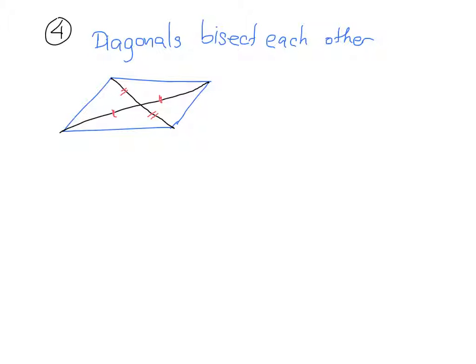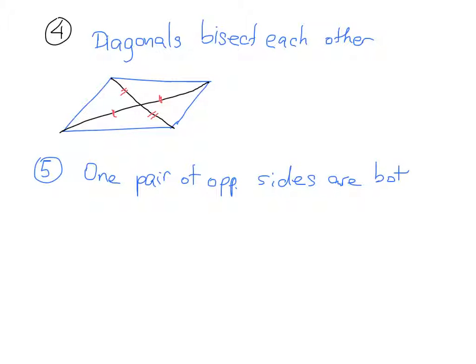Okay, so the last condition that you can use to test whether or not a quadrilateral is a parallelogram is to see if at least one pair is both parallel and congruent. So let's write it first, of course. One pair of opposite sides (OPP for opposite) are both parallel and congruent.